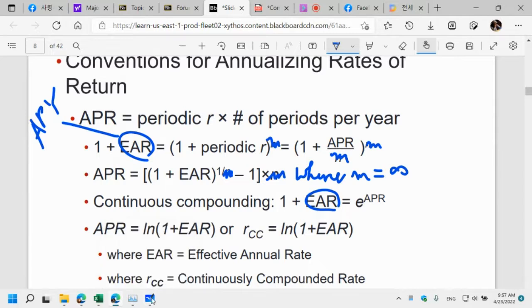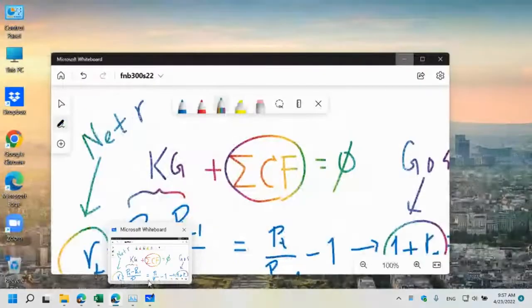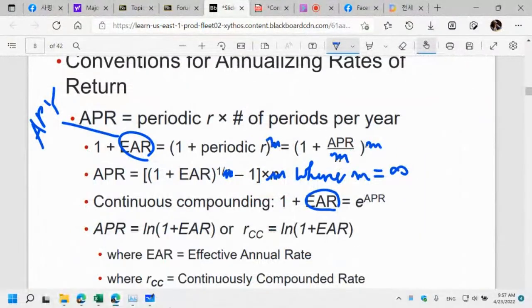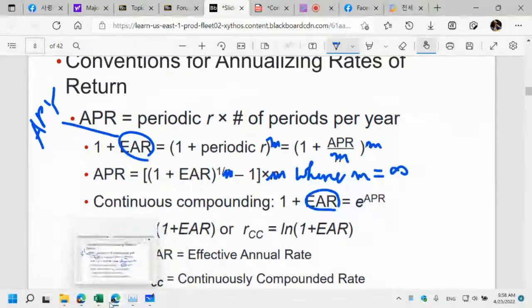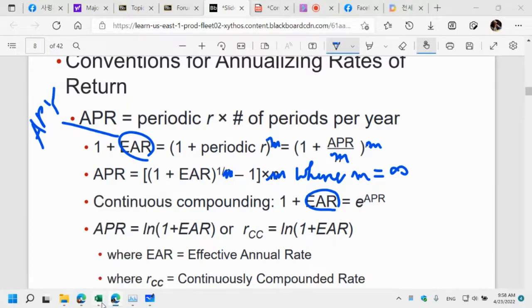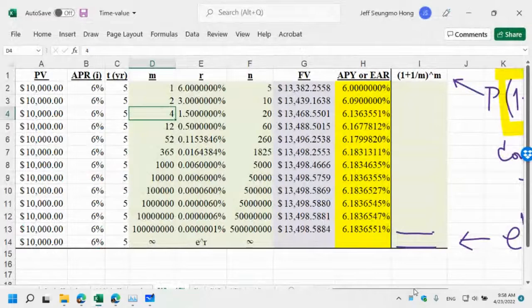Now, next question is continuous compounding. We were talking about continuous compounding, and continuous compounding means, literally, if we expand the compounding frequency, in other words, m, if we extend m to infinity, right? What's it gonna be?